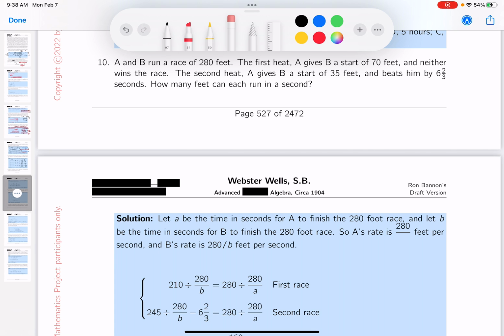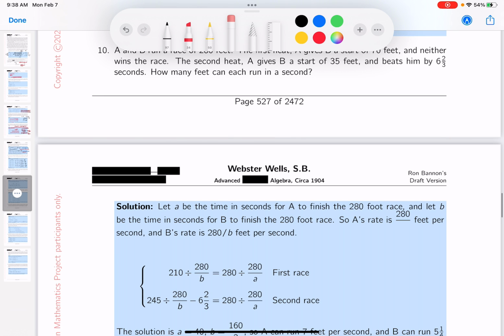All right. The second heat, A and B, they start at 30. A gives B the head start at 35. Beats him by 6 2/3 seconds. Oh, geez, this will be a tough problem. Oh, I see there's a typo over here. I'm going to write this over here. Let me read through that real quick. This would be 280 over A.